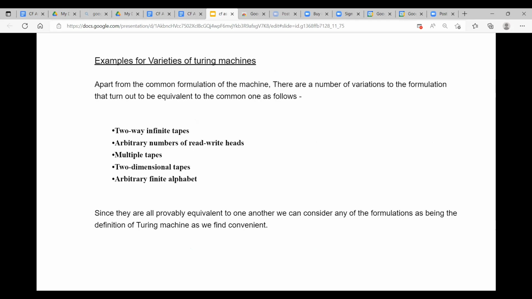And then we can move on to arbitrary read-write heads, which means multiple read-write heads, and therefore it doesn't alter the concept of Turing computability. The third one would be multiple tapes, where the machines use multiple indefinite tapes instead of 1 single tape. And 2D tapes is another category of tape where I can stretch the tape up and down as well as left to right. And finally, the arbitrary finite alphabet is where we use multiple symbols rather than just ones and zeros in order to increase the power of Turing machines.